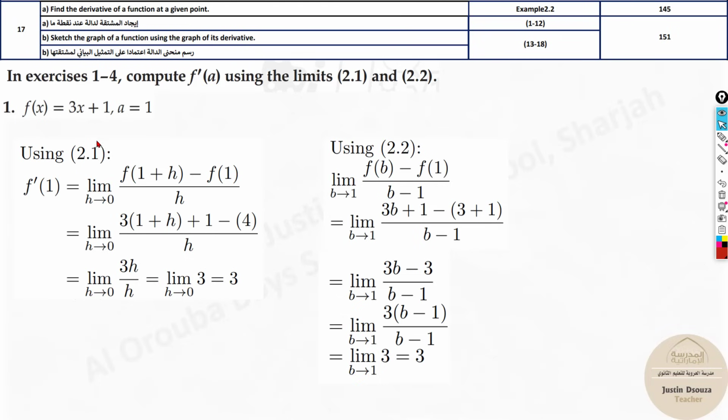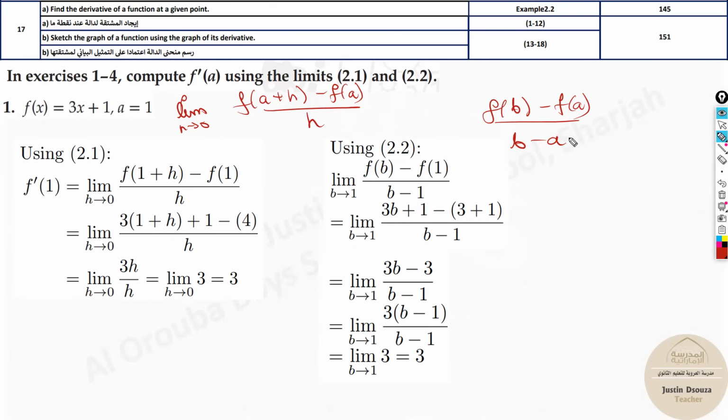Now here they have taken f of 1. I'll write the formula first. The formula is, for this part we just did, limit as h tends to 0, f of whatever this is, a or x. I'll write it as a, because it's given as f of (a plus h) minus f of a, divided by h. Here it is basically f of b minus f of a divided by b minus a. But now the a value is 1, so they have substituted 1 and then solved it.